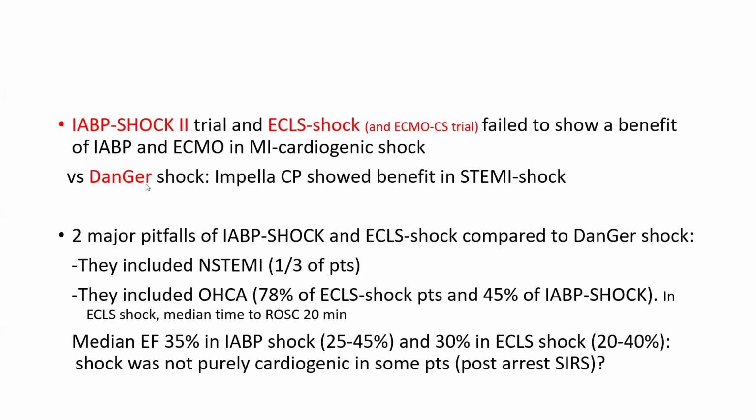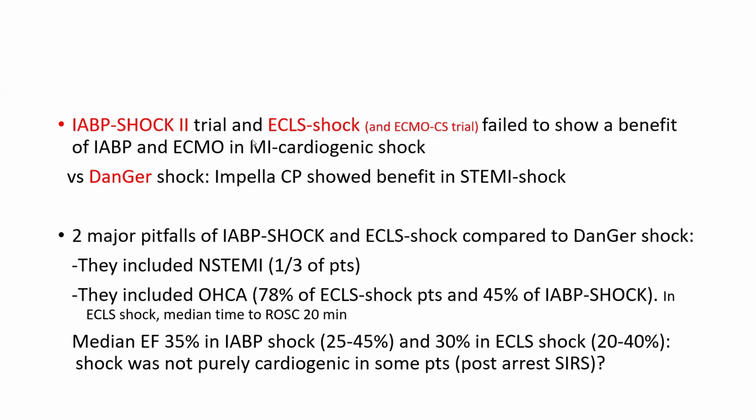Conversely, the recent DanGer Shock trial, which used Impella CP, showed benefit of Impella CP in STEMI shock. Now, what's the difference between DanGer and those two other trials? One, it's a different device, but there is another difference that can explain why DanGer Shock showed benefit with mechanical circulatory support, MCS, whereas the other two failed. The other two had two major pitfalls compared to DanGer Shock in their inclusion criteria. They included non-STEMI, and that's a major caveat.